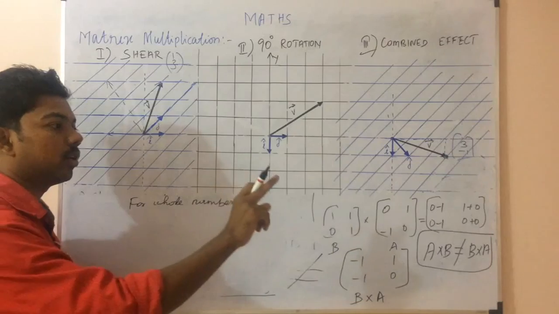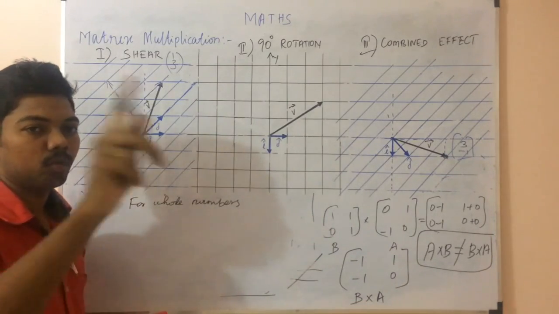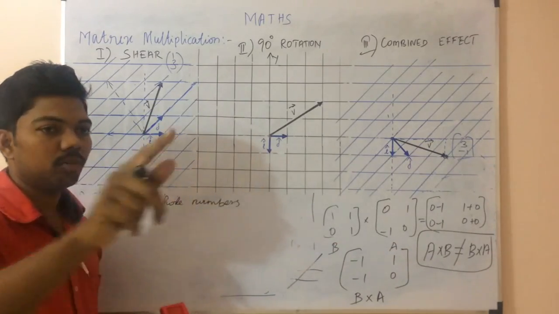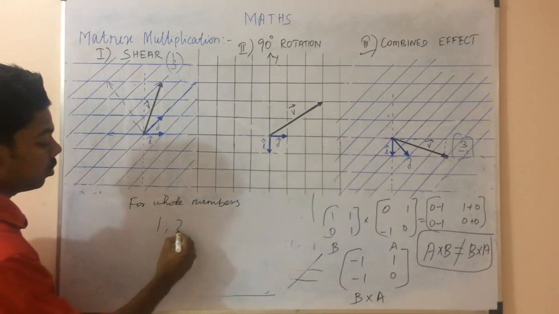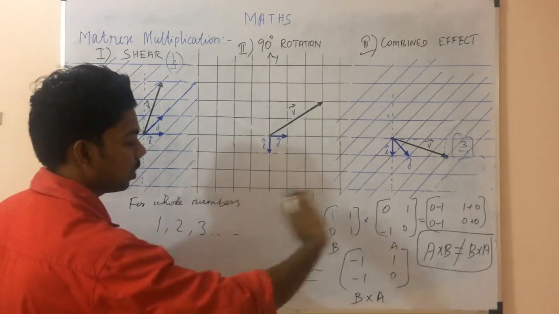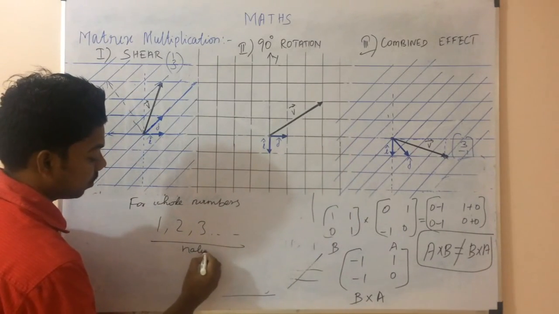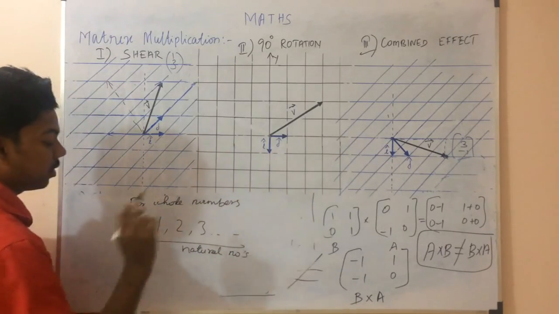Now you have to count from the number 1, 2, 3, 4. You are not counting from 0. You are counting from 1, 2, 3, 4, 5, and it goes on unlimited. So these numbers are natural numbers.